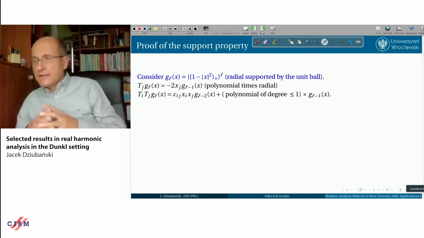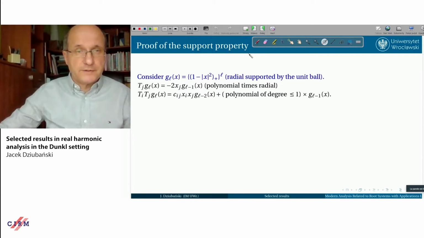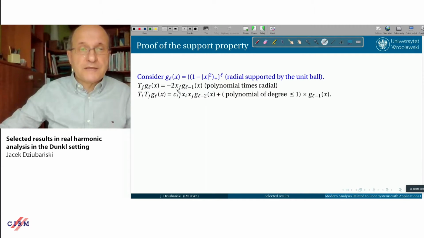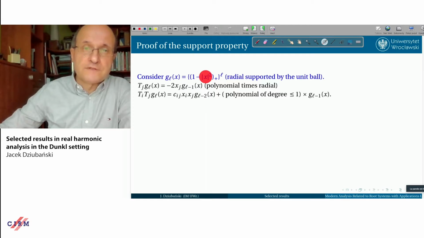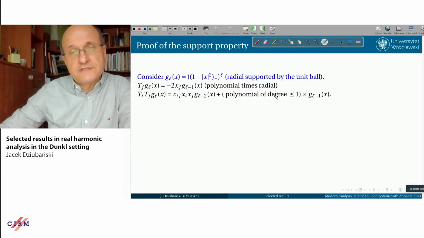Okay, so now I would like to give you a sketch of the proof of this theorem. So let us consider functions of that type. These are radial functions supported by the unit ball. The important property is that if we apply the Dunkl operator to such a function, we just obtain x_j times a function of the same type. So if we do it twice, then we obtain x_i times x_j again, multiplied by a function of the same type. Thus, a polynomial of degree smaller than 2 times again a function of the same type.